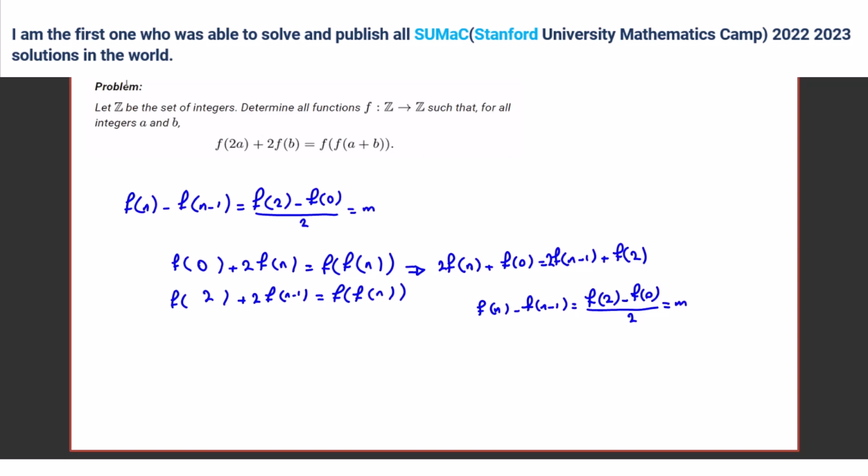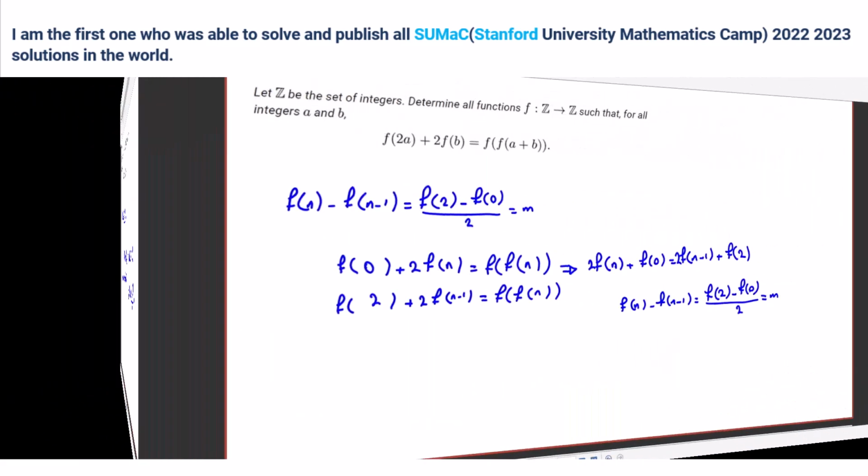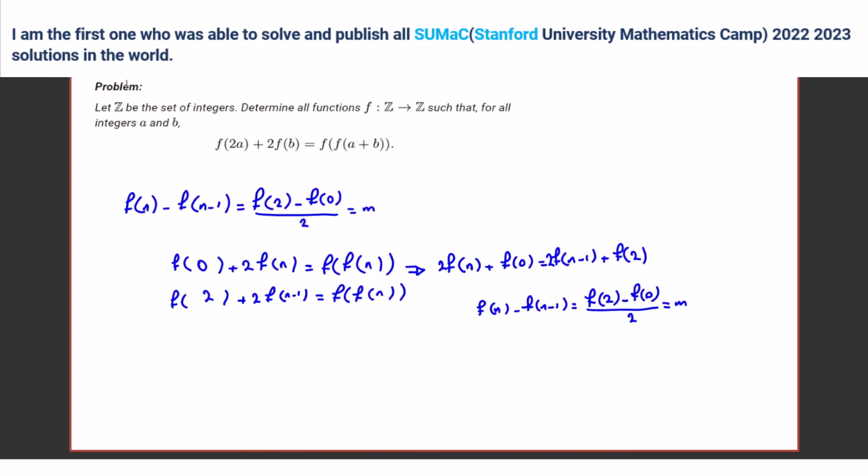As a hint, you should use a telescoping sum. Okay. Well, I'm kind of confused, because the domain is only integers, so if you prove that the difference between f(n) and f(n minus 1) is always constant, is that not enough to say that it's a linear function?